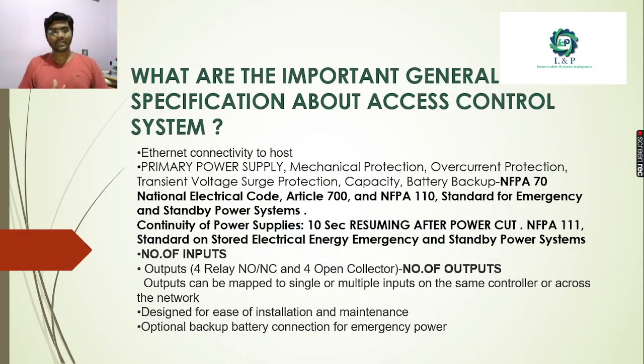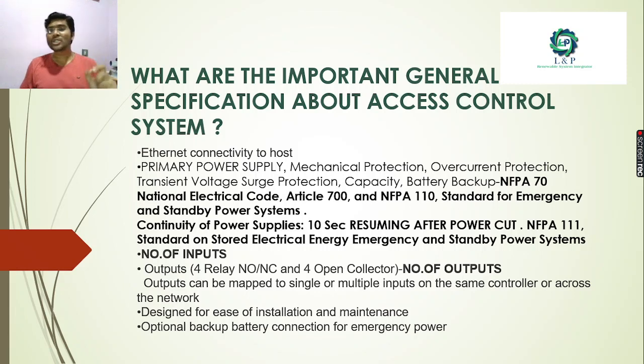So as we said earlier, there are certain important things we need to consider while choosing an access control system. We have to check that it has Ethernet connectivity to the host. Most importantly, all the devices we are using should have a primary power supply, and also should have secondary power supply support. If any discontinuity in the power supply happens, within 10 seconds after the power cut, the system should resume its function, because it is an access control system.